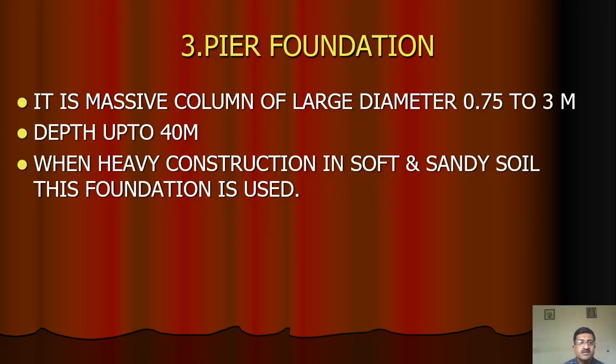The next is the pier foundation. It is a massive column of large diameter, 0.75 to 3 meter. Its depth is up to 40 meter, and this foundation is used for heavy construction in soft and sandy soil. It is as good as a column itself, but it has a large diameter of 0.75 to 3 meter and depth up to 40 meter. So please remember what a pier foundation is.